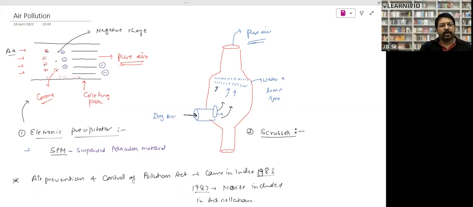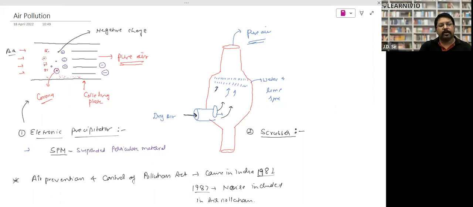These solid suspended particles collide with the negative charge and get collected around it. The structure where the negative charge is in between, surrounded by dust and coal particles, carbon particles, is called a corona. They become heavier and then settle down on the collecting plates, and the pure air passes through.